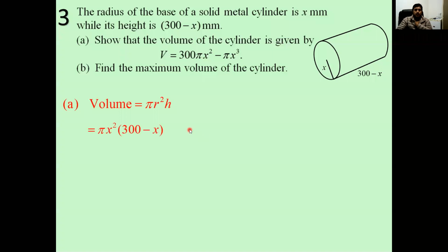All right, if we substitute, we got pi, x squared and 300 minus x. We're now going to use the distributive law and multiply this out. That should give you 300 pi x squared minus pi x cubed. Jackson, does that make sense so far? Yes, it does.